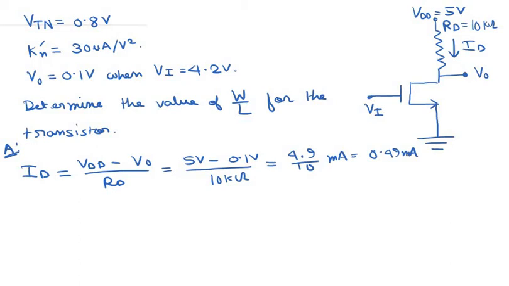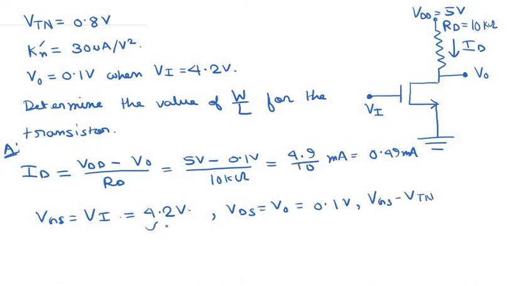Now VGS, so VGS is equal to VI because the input voltage is fed directly to the gate of the transistor. So VGS is basically equal to VI, and it is given that in this case this is equal to 4.2 volts. So VI is equal to 4.2 volts. Now the first thing to check is whether this MOS is in saturation or whether this MOS is in triode. Okay, so VDS here is equal to V0, which is equal to 0.1 volts, and VGS minus VTN.